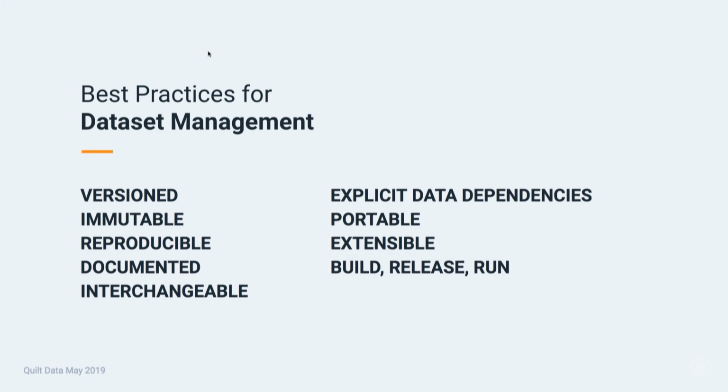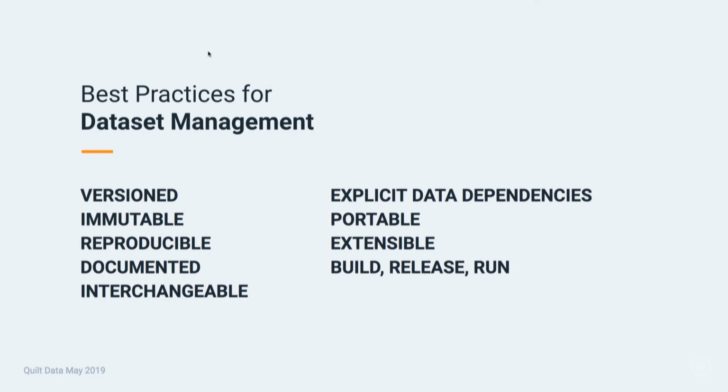So I just wanted to end with some of the ideas that we have for best practices for data set management. These are kind of like the 12-factor app best practices, but applied to data. So we care a lot about making sure our data sets are versioned. We care about making sure they're immutable so they don't change. We care about them being reproducible. We care about them being documented, interchangeable so that I can pick up my pipeline and move it to a different data set and it will still run.